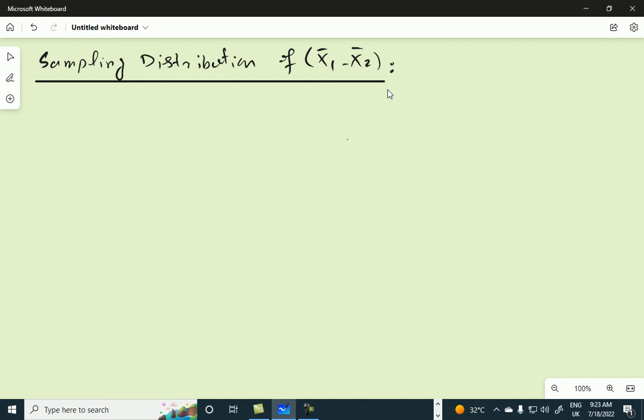So, this is the topic of the day: sampling distribution for the difference between two sample means. What is this? If you have two populations, for example, population 1 and population 2, suppose the size of population 1 is N1 and the size of population 2 is N2. And if you take a sample of size n1 from this population, by any method, sampling with replacement or without replacement.